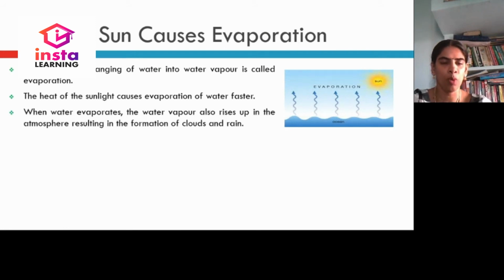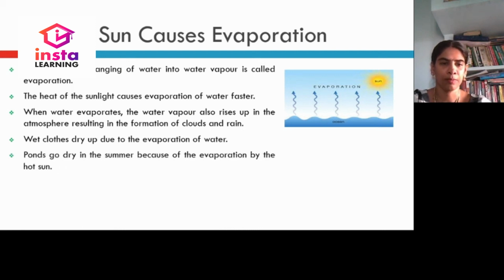When the water evaporates, the water vapor also rises up in the atmosphere. This forms clouds and rains. Wet clothes dry up due to the evaporation of water. Ponds go dry in the summer because of the evaporation by the hot sun. The amount of water vapor contained in the air is called humidity.